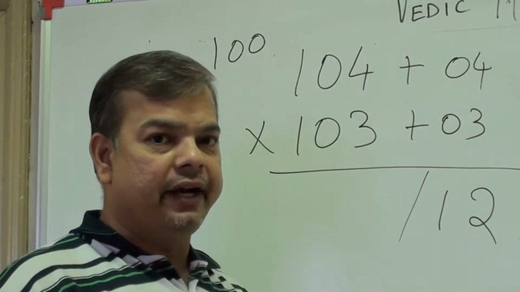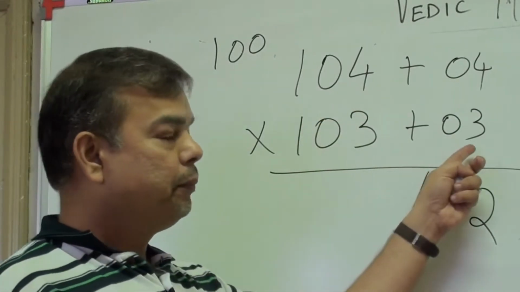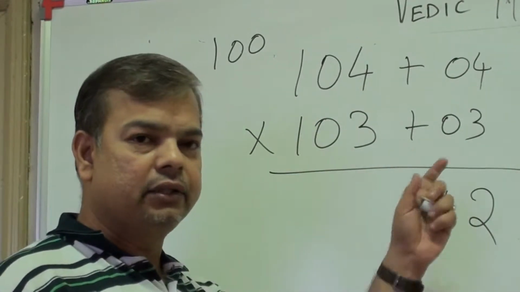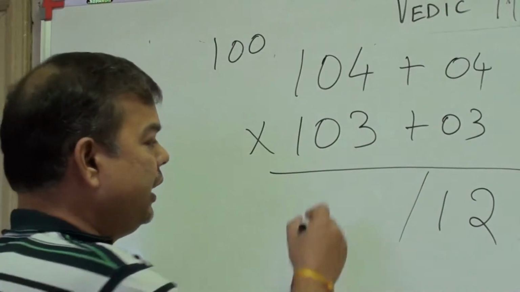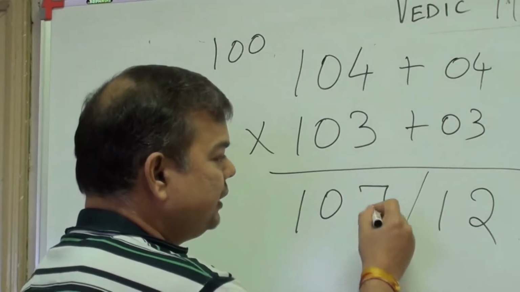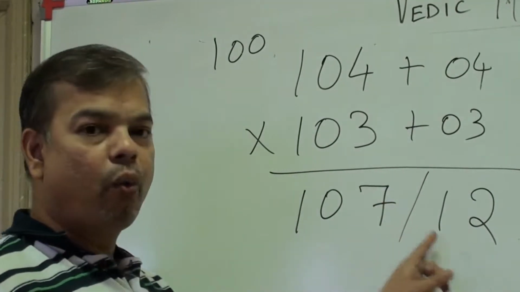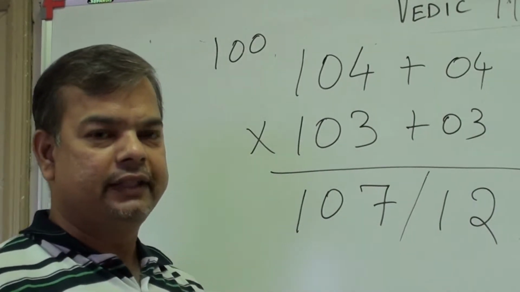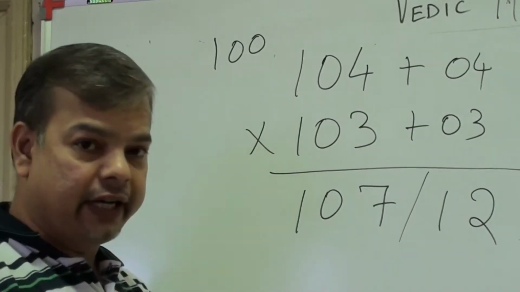I have to simply add it. So 104 plus 03, I am getting 107, and my answer is 10712. Is it simple? Now let us take another example.